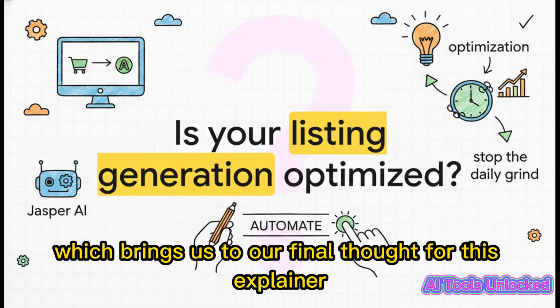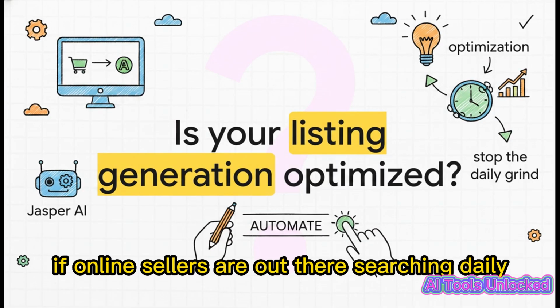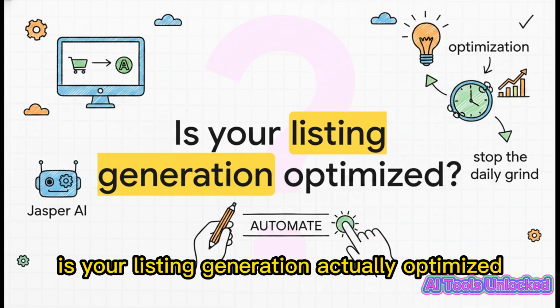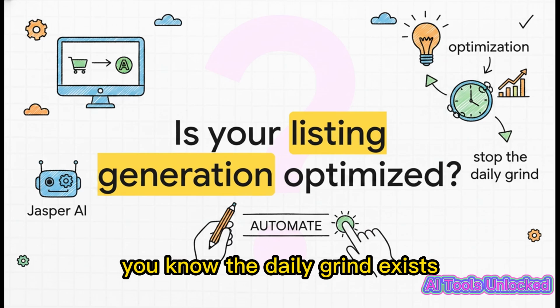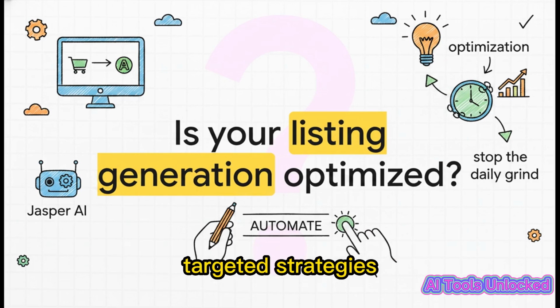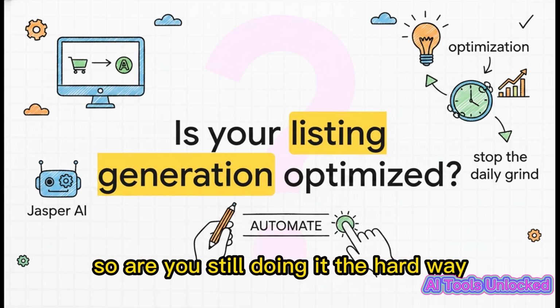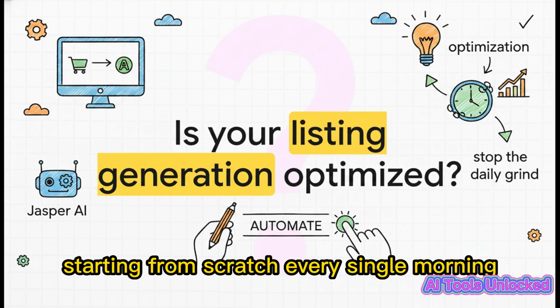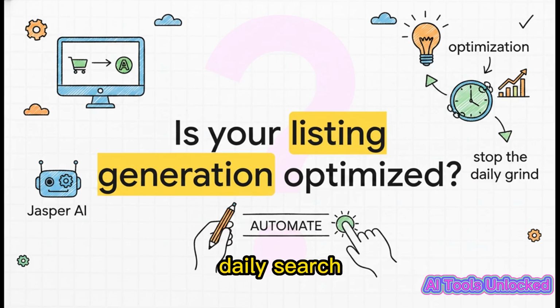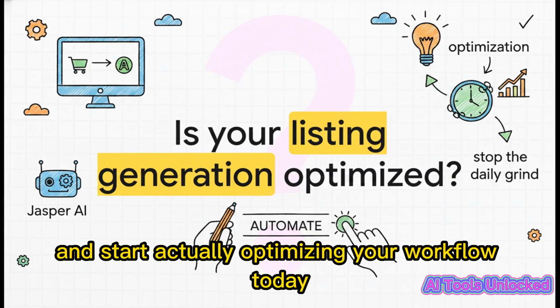Which brings us to our final thought for this explainer. If online sellers are out there searching daily for an edge, is your listing generation actually optimized? You know the daily grind exists, and we've seen that the gap between Shopify and Amazon requires distinct, targeted strategies. So are you still doing it the hard way, starting from scratch every single morning? Let these structured insights be the catalyst to stop that exhausting daily search and start actually optimizing your workflow today.